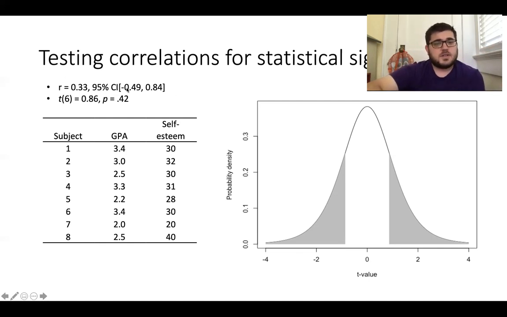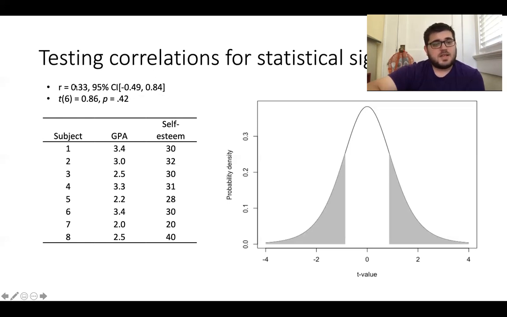I have the 95% confidence interval here. You might remember that from previous chapters. So basically, I observed a correlation of 0.33 between GPA and self-esteem in this sample, but the 95% confidence interval says, well, it was 0.33 this time, but it could have been as low as negative 0.49 or as high as positive 0.84. You'll notice that 0 is within this interval. The bottom value is negative, the top value is positive. That right there tells you that it's not statistically significant.